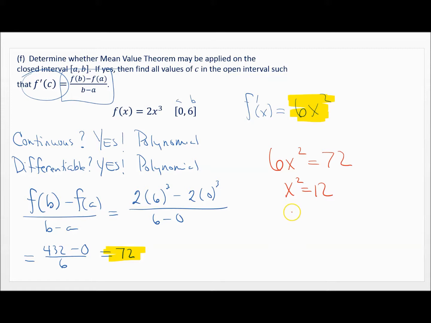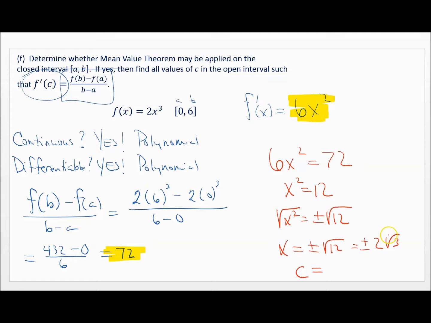Don't worry, it's okay if you don't get a nice whole number. So I have the square root of x squared is equal to plus or minus the square root of 12. So x is plus or minus the square root of 12 simplified. Remember, you can bring the square root of 4 out, make it 2. 2 square root of 3. Now, think about your interval. What's c in this particular problem? Well, it's those answers, yet we're only talking about between 0 and 6.